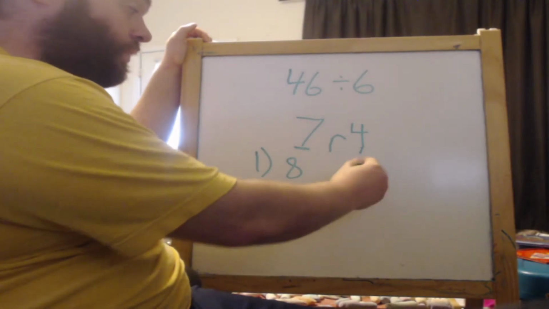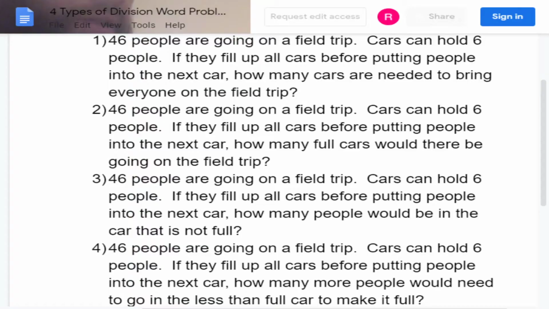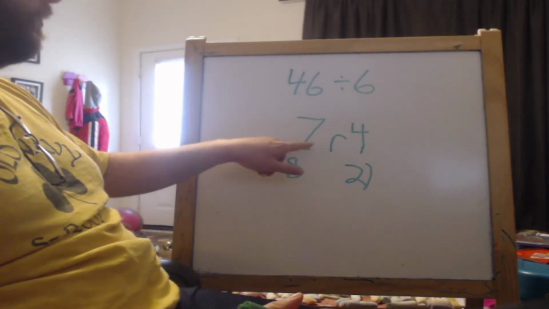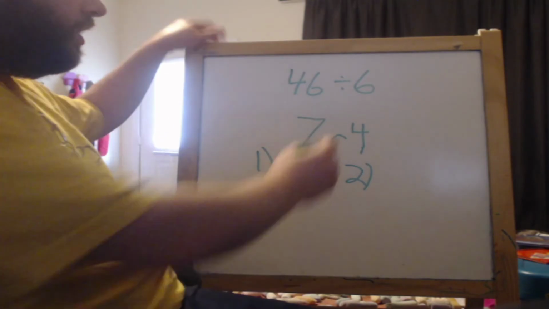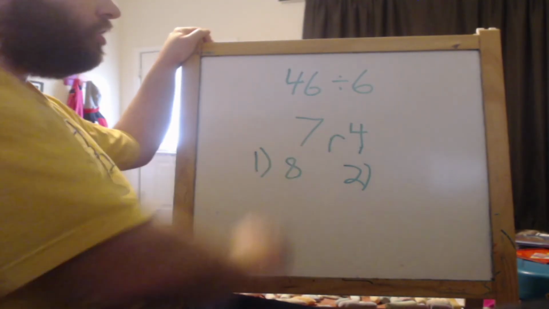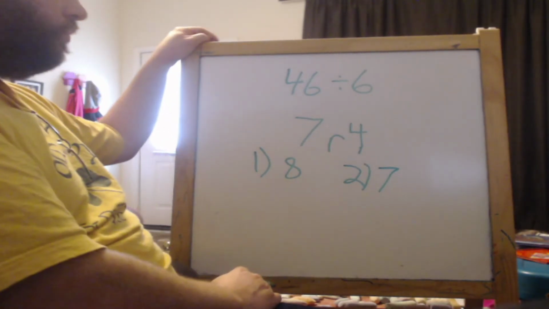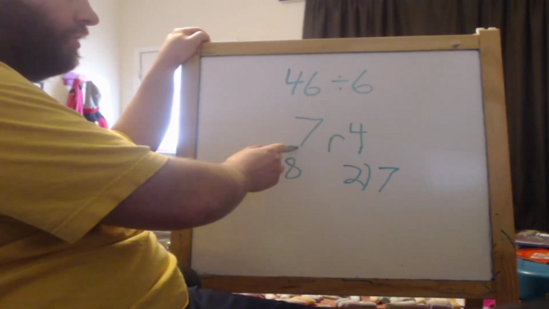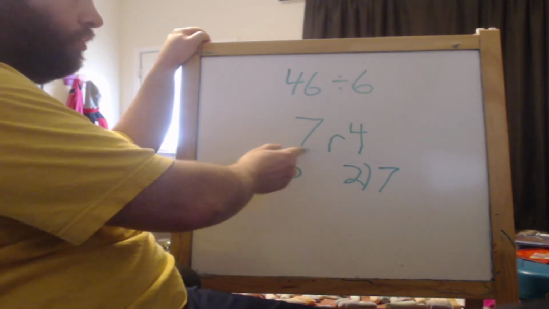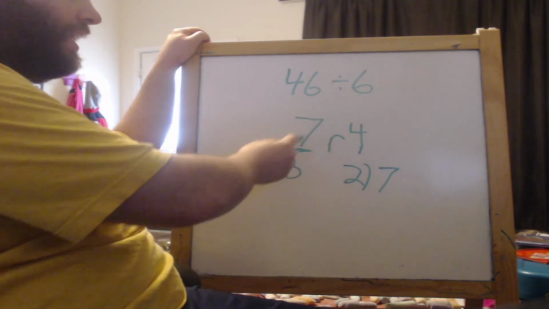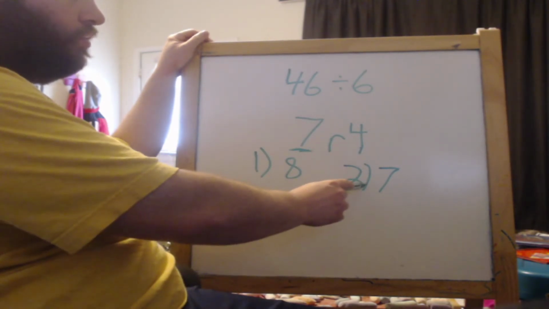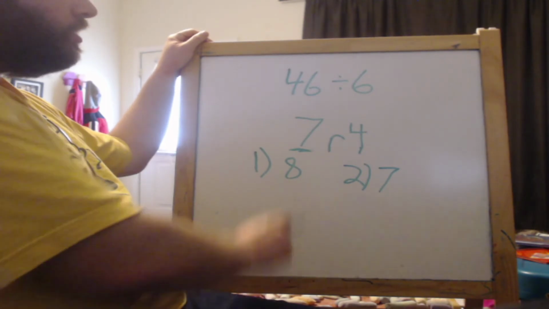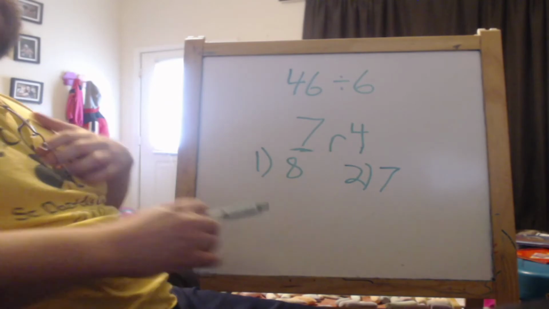So 2, let's see what 2 is asking. It is asking how many full cars would there be going on a field trip. So how many full cars are there? There's 7 full cars. We don't care about the remainder anymore because this car is not full. So the answer to 2 would be 7. So the first one is how many cars do we need? It becomes the quotient, and then any remainder would be an extra car, so it's 8. 2, they're asking only for the full cars, so that's 7 because this remainder is a not full car.